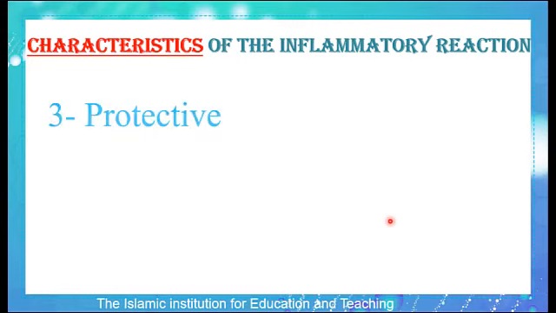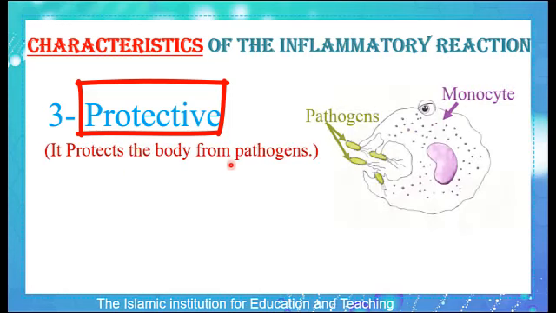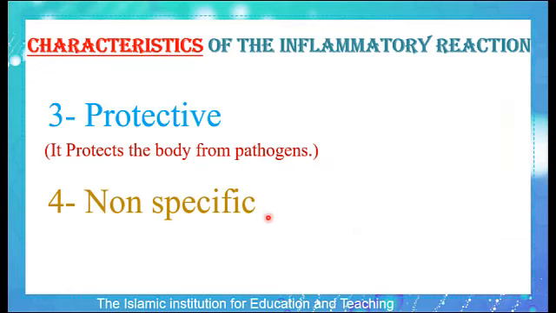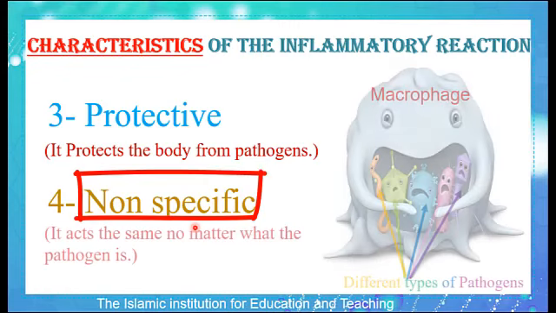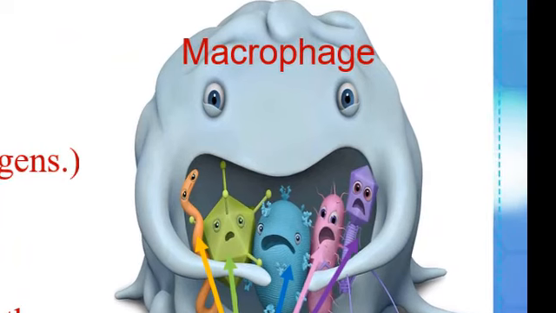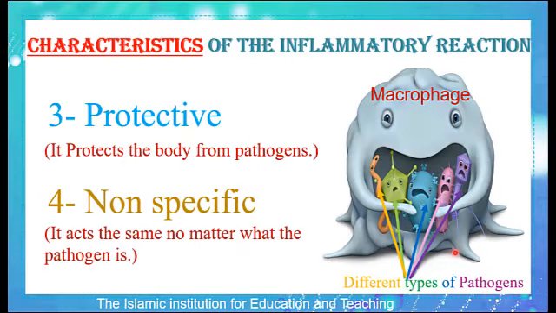The third characteristic of the inflammatory reaction is protective, which means that the role of the inflammatory reaction is to protect the body from pathogens. The fourth characteristic of the inflammatory reaction is non-specific, since it acts the same no matter what the pathogen is. As we can see, the macrophage destroys different types of pathogens in the same way.